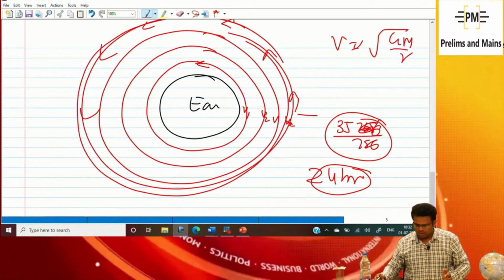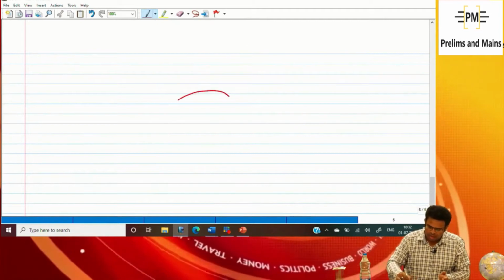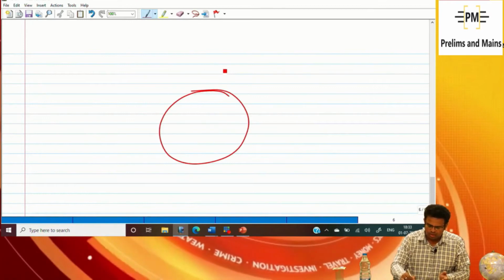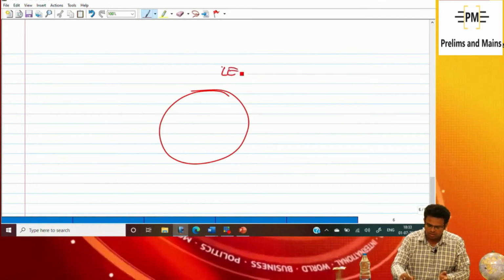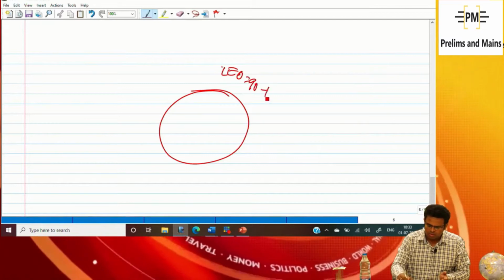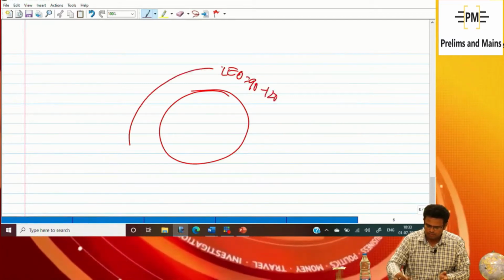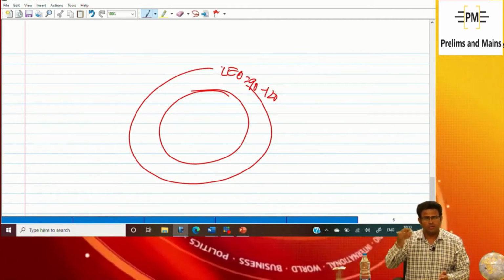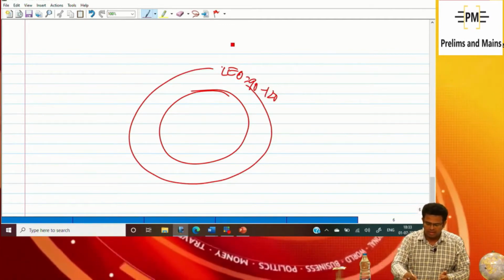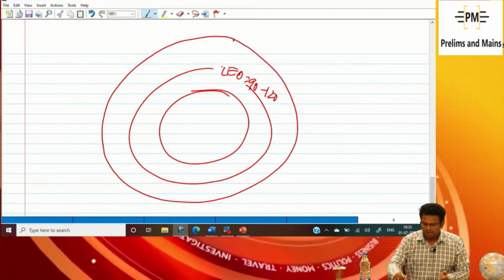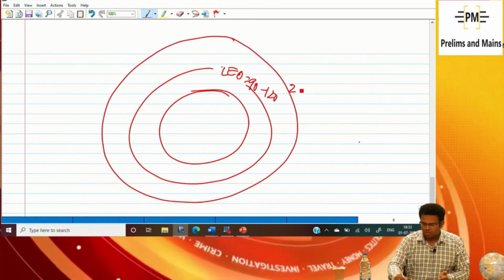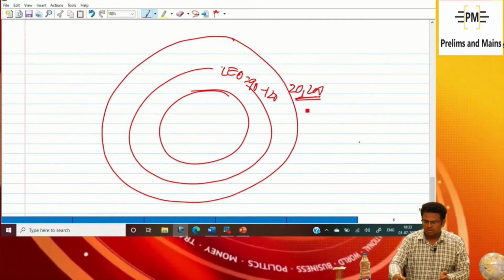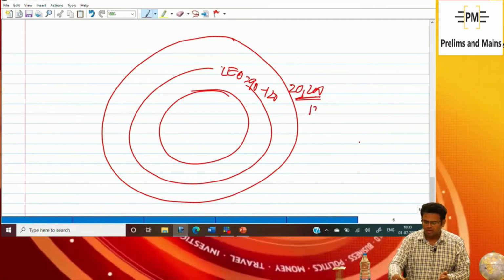So if I talk about the low earth orbit, it is taking 90 to 120 minutes, because low earth orbit height is from 300 to 400 up to 2000 kilometers, and in the medium earth orbit, it is at 20,200 kilometers. At 20,200 kilometers, it will be a 12 hour revolution period.